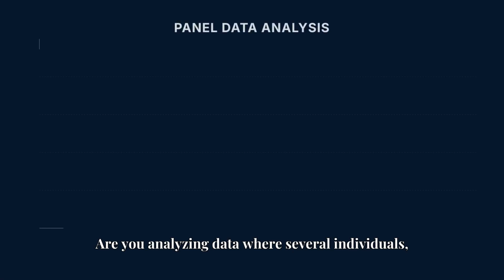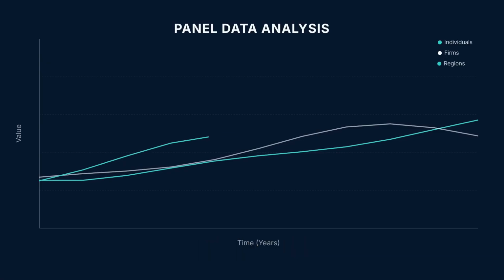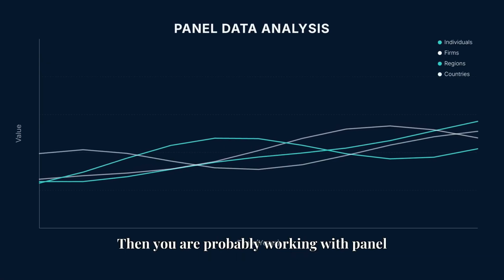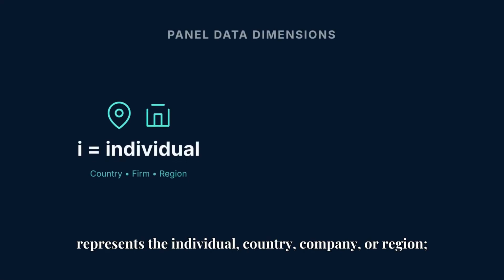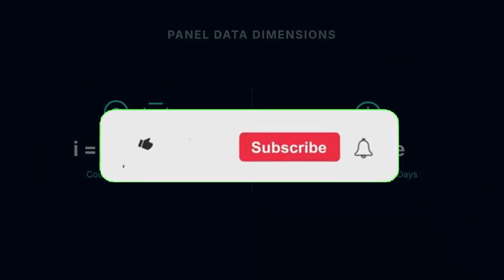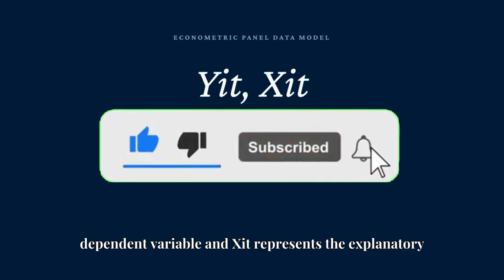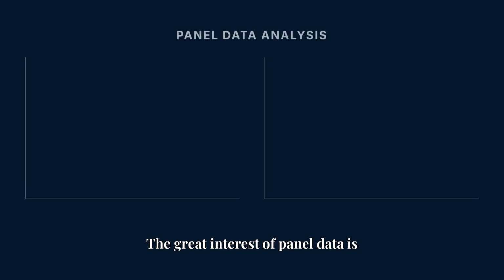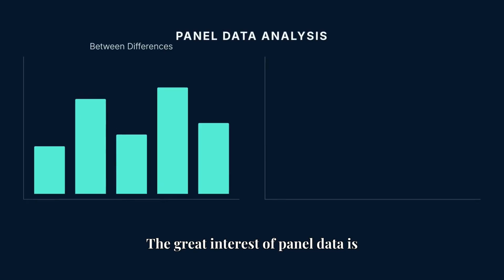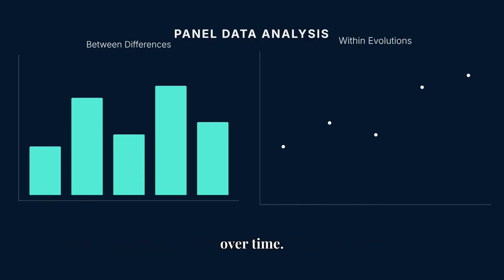Are you analyzing data where several individuals, firms, regions, or countries are observed over multiple periods? Then you are probably working with panel data. Panel data combine two dimensions, i, which represents the individual, country, company, or region, and t, which represents time. We therefore speak of data of the type Y_it, X_it, where Y_it is the dependent variable and X_it represents the explanatory variables. The great interest of panel data is that they allow us to study both the differences between individuals and the evolutions over time.